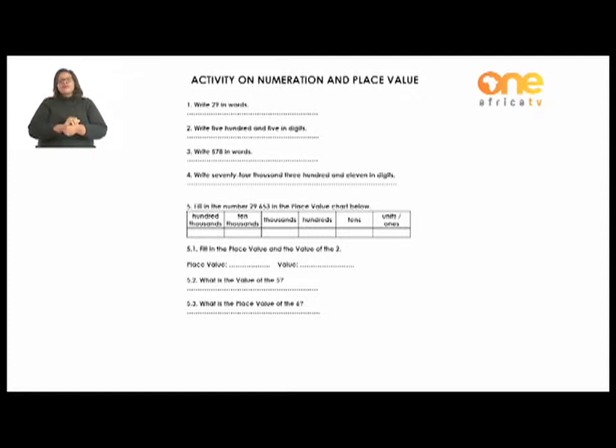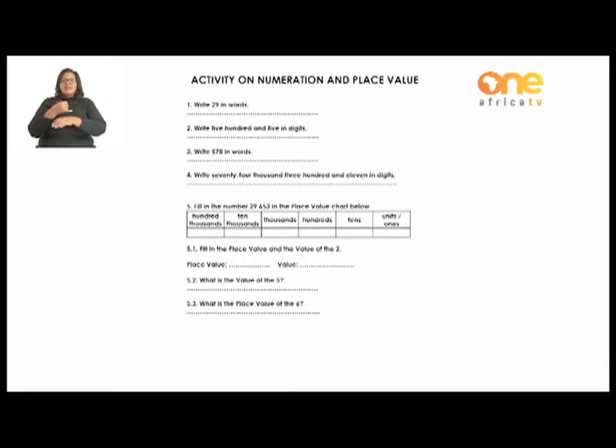Number 4 is quite a big number. Write 74,311 in digits. Let's repeat that again. Write 74,311 in digits. Here we should not forget the space between the 4th and the 3rd digit. Number 5, fill in the number 29,653 in the place value chart below.